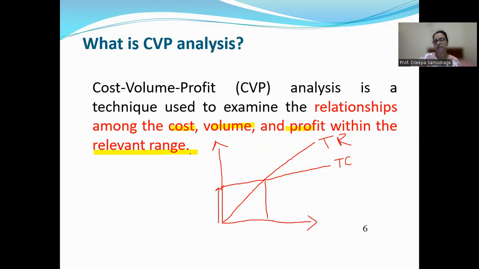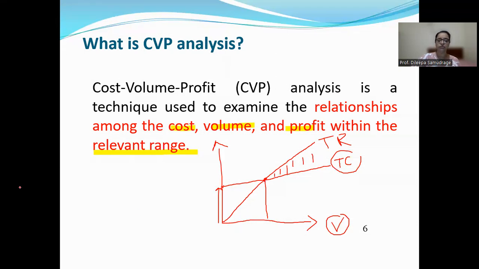So in CVP analysis you study the relationships among cost, volume, this side volume, and profit. Profit means the gap between TR and TC. This area is your profit, right? Beyond this point, you are earning profit within the relevant range.